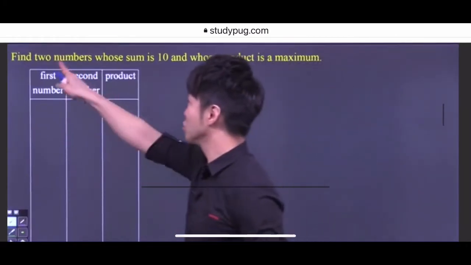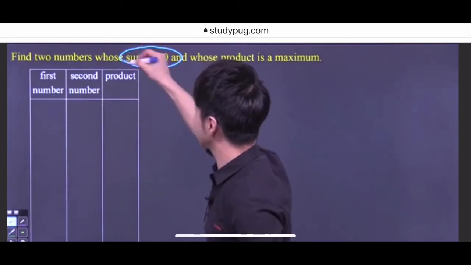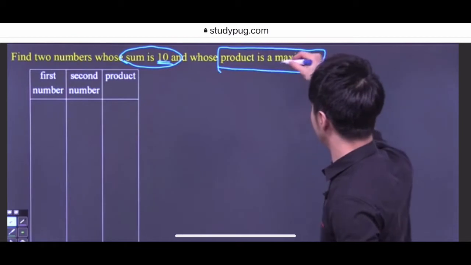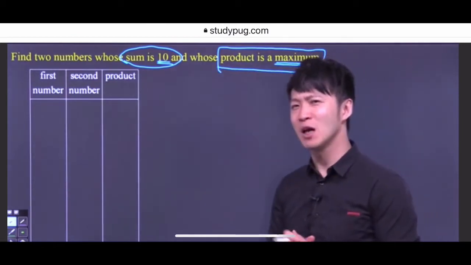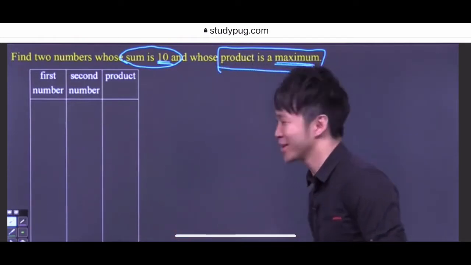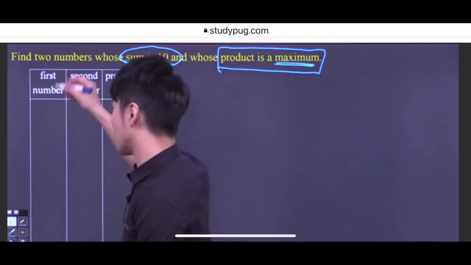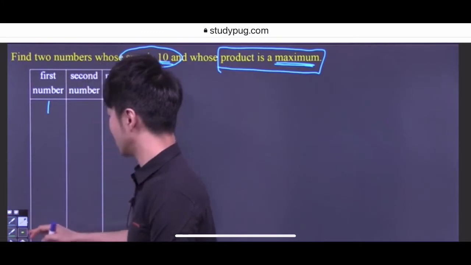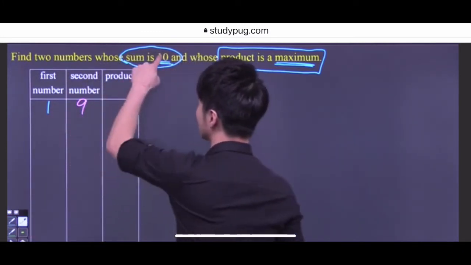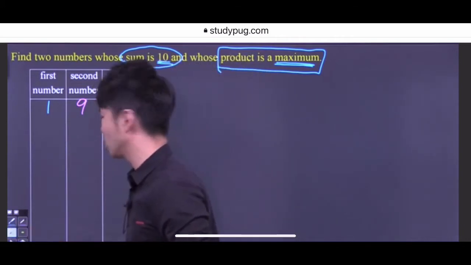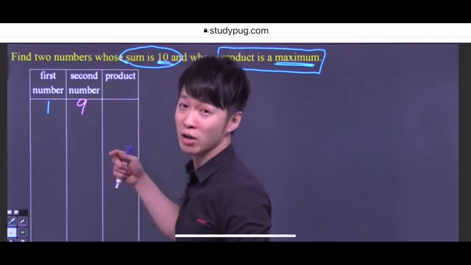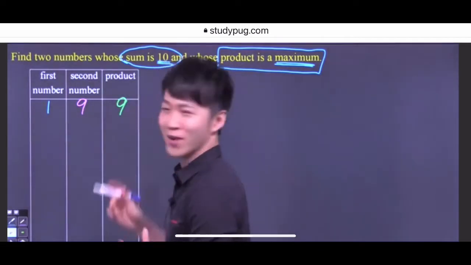We're looking for two numbers whose sum is 10 and whose product is a maximum. So first, let's try a few sets of numbers to get a feel for the question here. Say we make the first number 1, then the second number will be 9, right? Because 1 plus 9 is equal to 10. Now, what's the product? Well, 1 times 9 will give us a product of 9, right?